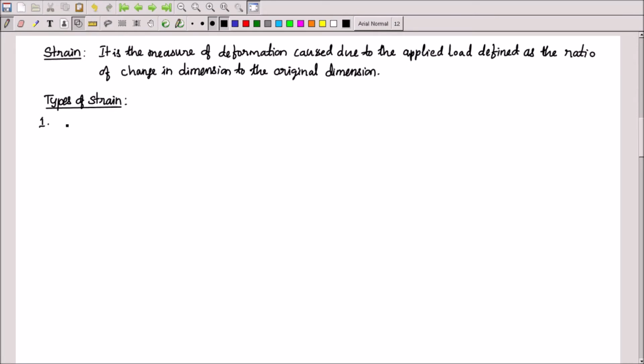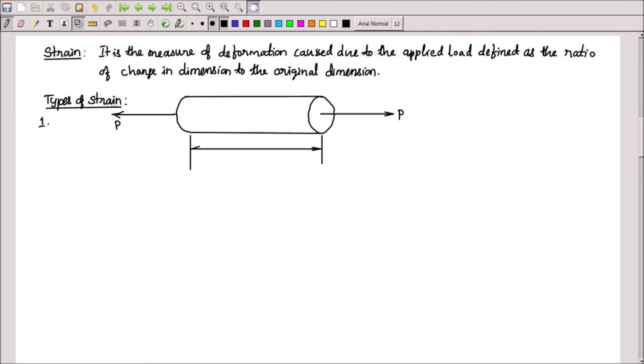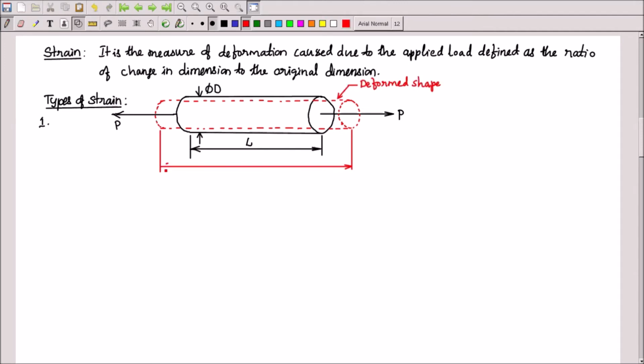I'll take the same bar example now. I'll take a circular bar like this, subjected to load P on either side. Let us say the original length of this bar is L and the original diameter of the bar, I'll call it capital D. After application of load, it will undergo deformation. I'll draw the deformed shape like this. The length will increase by a small amount. After deformation, the total length, I'll call it L plus dL. What is dL? dL is the change in length.